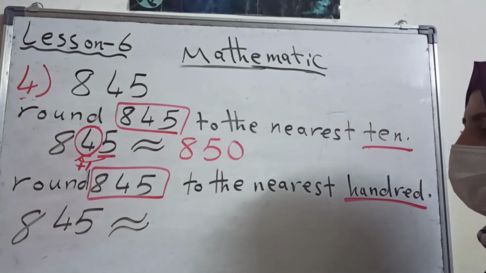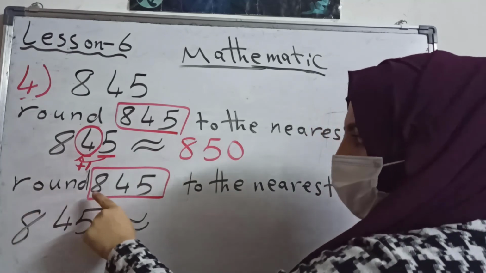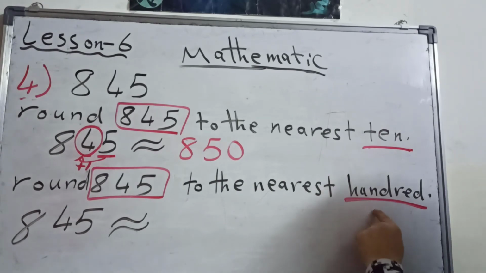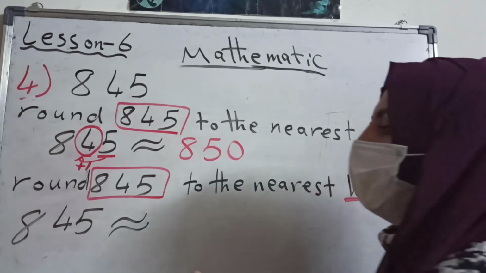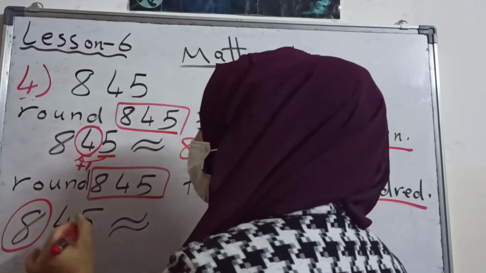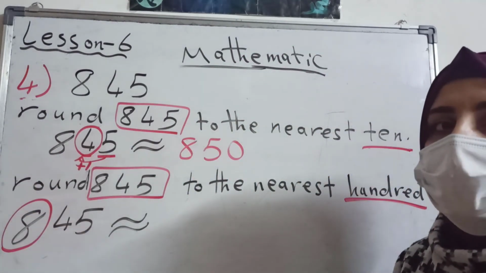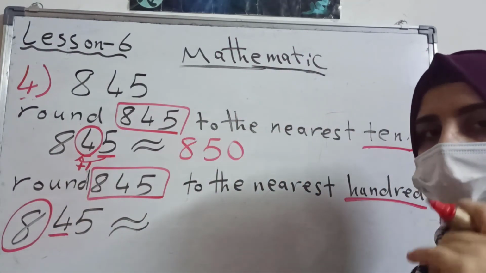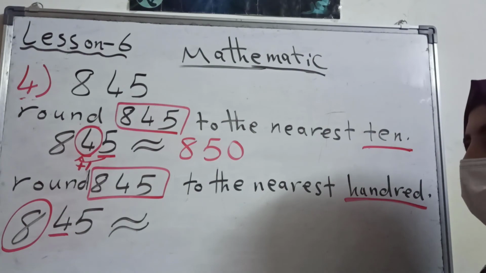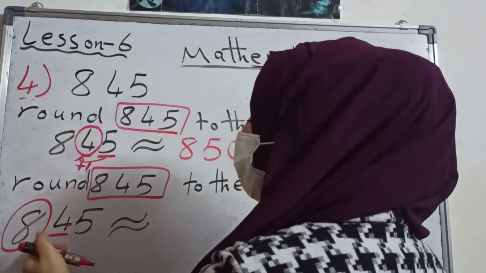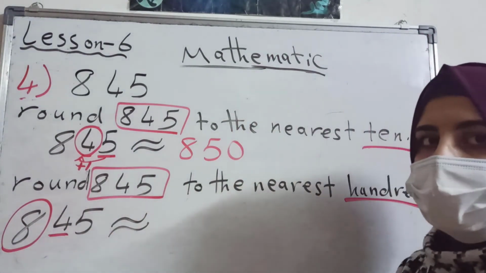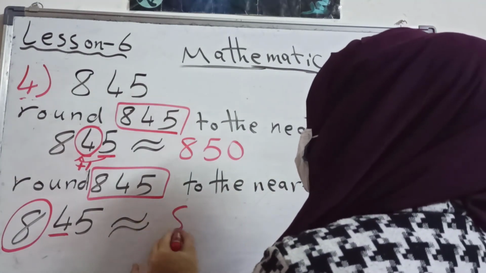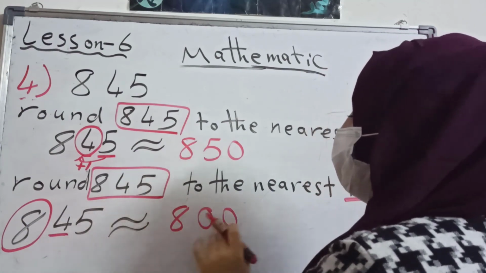The second time, students, we round the same number 845 to the nearest 100. Then which one is 100? We have 8 in hundreds. Then we look at which digit? We look at the tens. We have 4 in tens. It's smaller than 5 and it's in the point 1. Then we have to write this 8 like itself without any changing, students. We have to write 800, and it's rounded to 800.